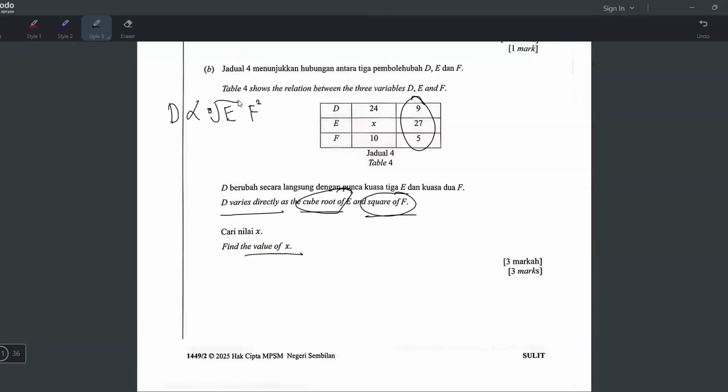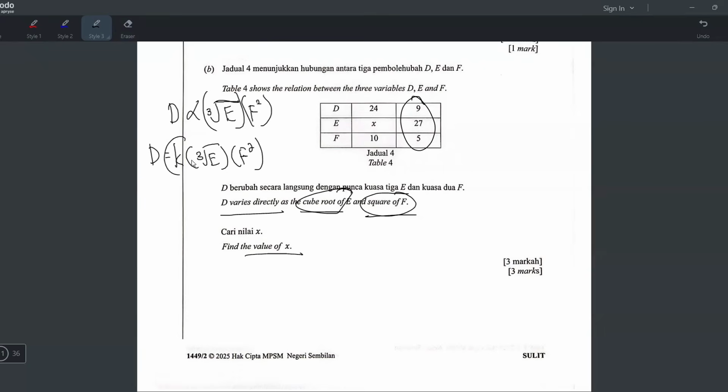But make sure this cube root only covers the E. Dia tak ada cover F kan. Dia cube root E saja. Okay. So I'm just gonna put bracket like that, so that it's not confusing. Okay, now what you have to do is tukar dia punya ikan symbol jadi equal, tapi you kena letak constant, and usually we use K. So K darab dengan cube root E darab lagi dengan F square.